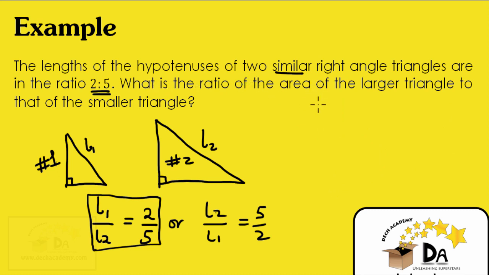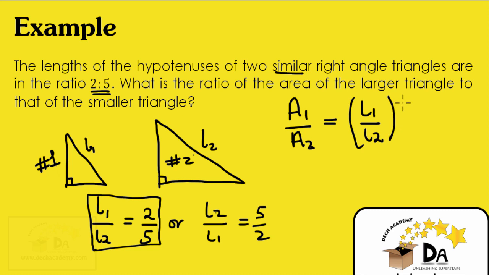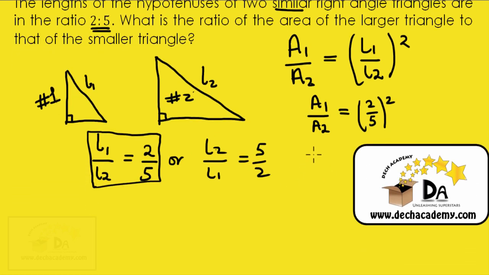Now, because the two shapes are similar, I know that the ratio of the area of shape 1 to the area of shape 2, so triangle 2, is equal to the length of triangle 1 divided by the length of triangle 2, all squared. Which means that the area of triangle 1 divided by the area of triangle 2 is equal to 2 over 5, all squared. So I'll just continue down here. That's equal to 4 over 25.